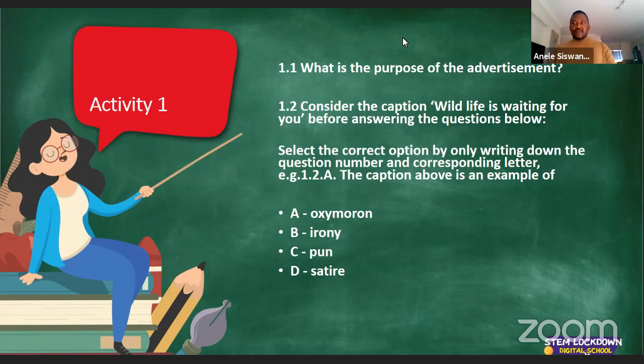The caption above is an example of an oxymoron, irony, pun, satire, right? So check if this caption, wildlife is waiting for you, is either one of those options that you see there.